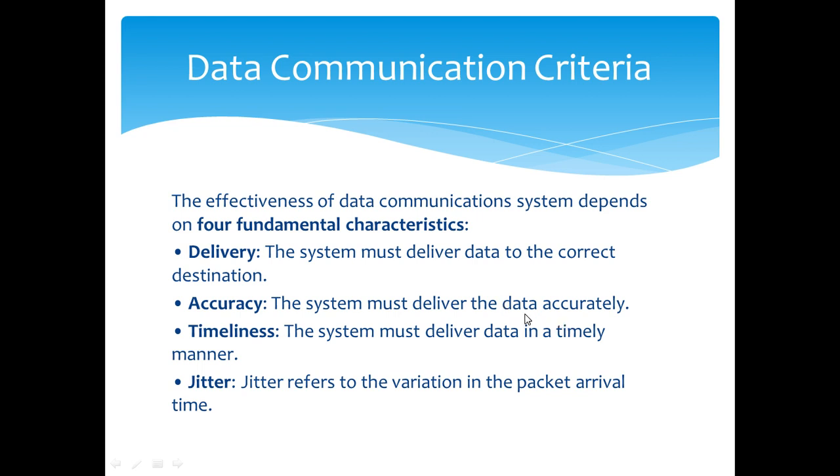The third criterion is timeliness. The system must deliver data in a timely manner. This means that the data to be delivered must be on time and never late. The fourth criterion for effective data communication is jitter. Jitter refers to the variation in the packet arrival time. This means that the first data to be sent must be the first to be received and never late.